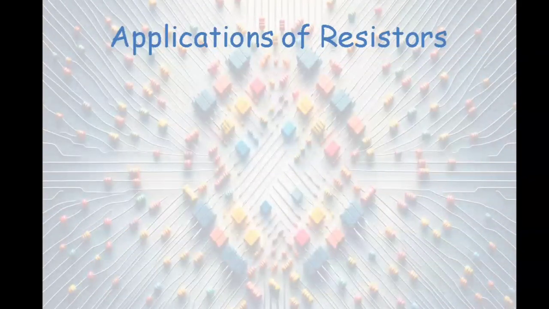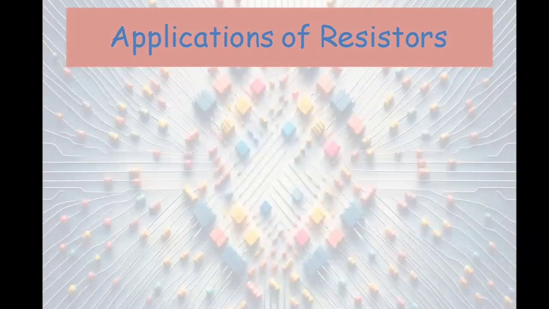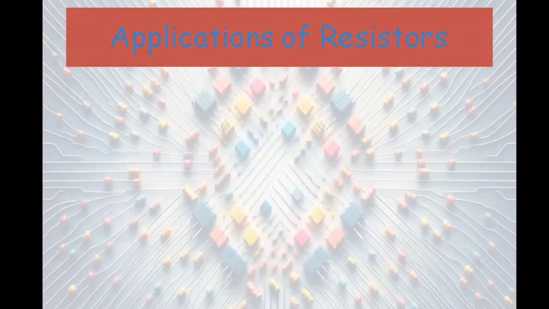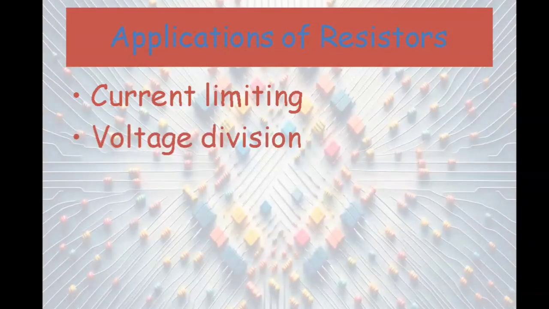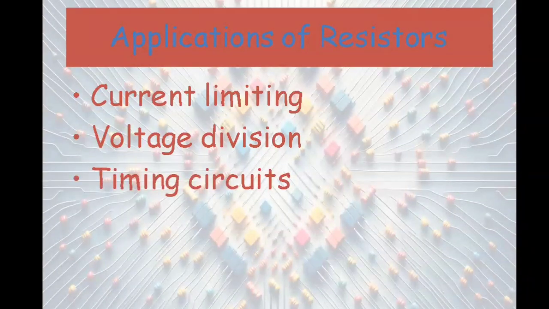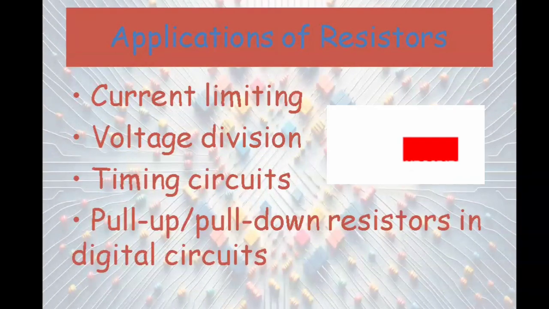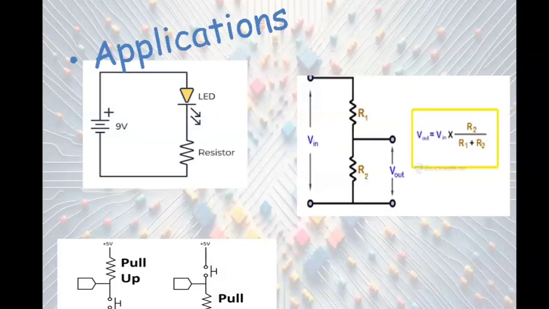So these are the resistors, and what are their applications? As a simple application, a resistor is a passive component, and we mostly use it to limit the current. We also use it for voltage division, in timing circuits with a capacitor, and as a pull up and pull down resistor in digital circuits too. So here are some applications.